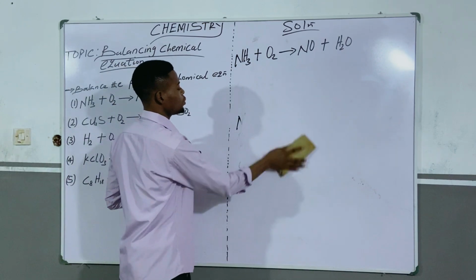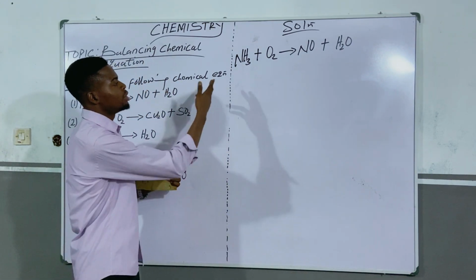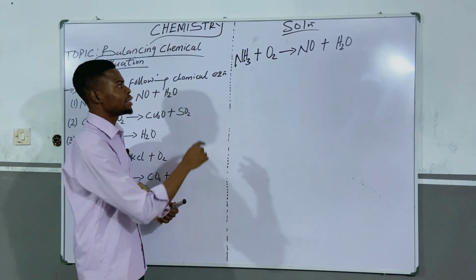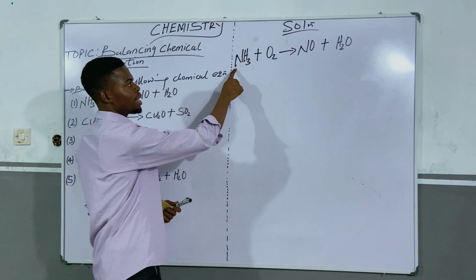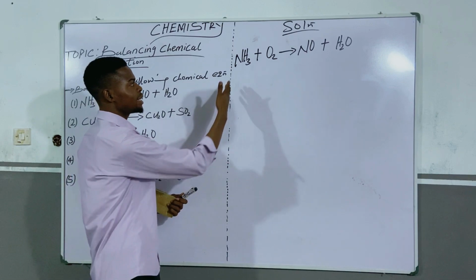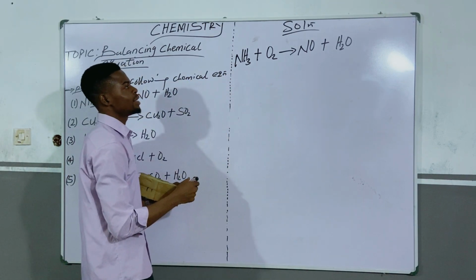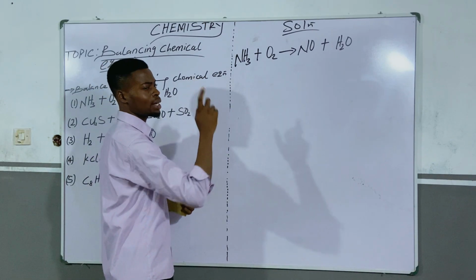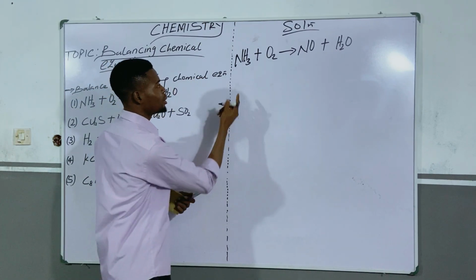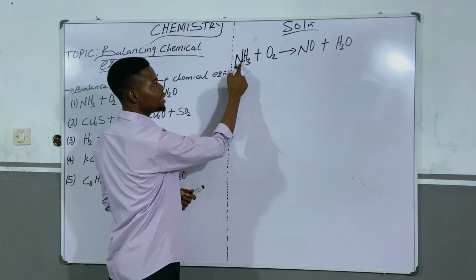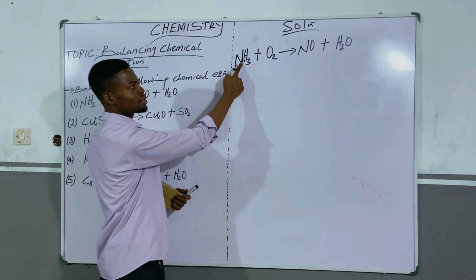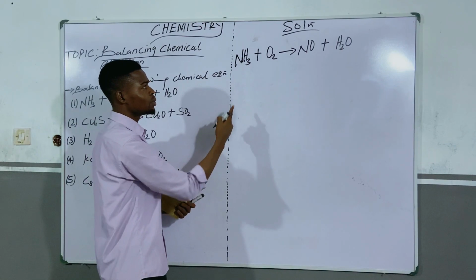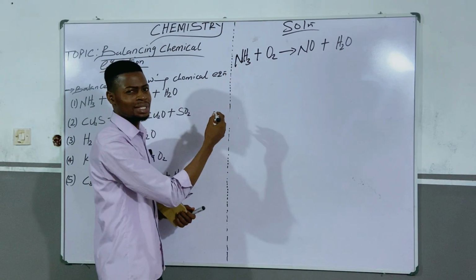So the first element here, we don't have any metal here, so we skip that. Then do we have non-metal? Yes, of course, we have nitrogen here. So let's check the number of nitrogen at the reactants. The number of nitrogen at the reactants here is 1. So we have only 1 nitrogen because looking at the base here, there is no subscript. This 3 is for hydrogen only. So nitrogen here has no subscript.